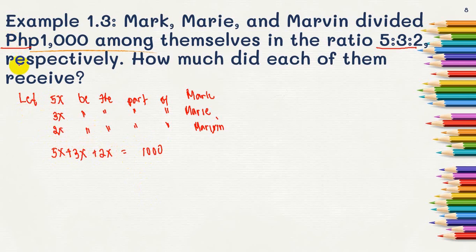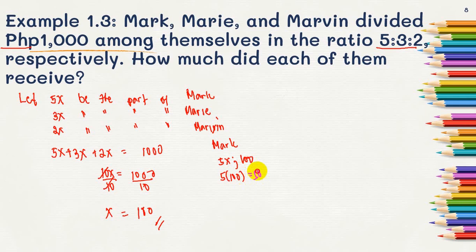So 5x plus 3x plus 2x is equal to 10x equals 1,000. Then divide both sides by 10. 10 divided by 10 here will be 1. x equals 100 because 1,000 divided by 10 is 100. That's just the value of x, but we still need to solve for the part of Mark. So for the part of Mark, it is 5x and the value of x is 100. So 5 times 100 is equal to 500.